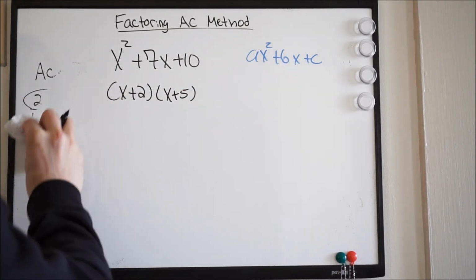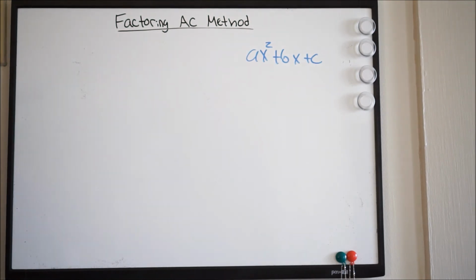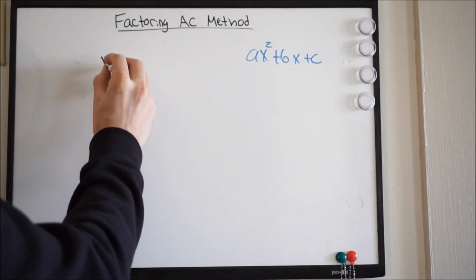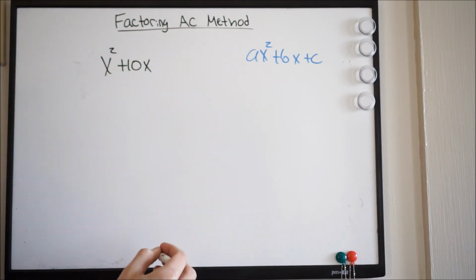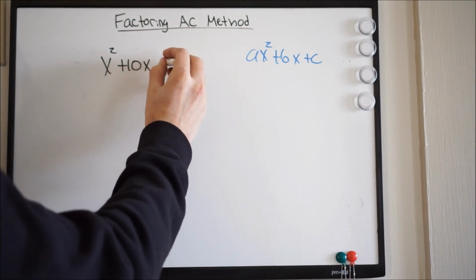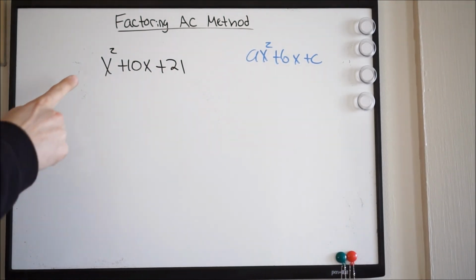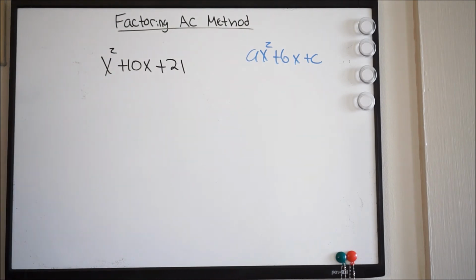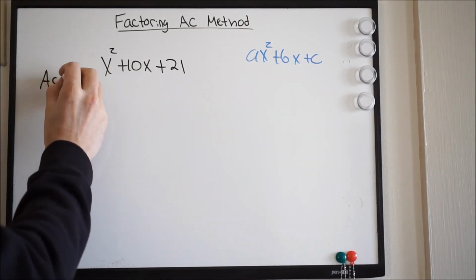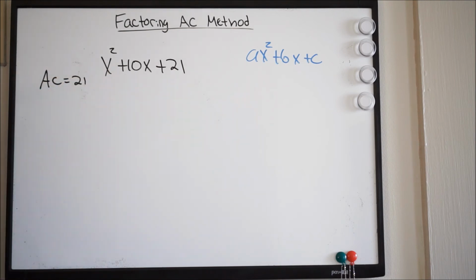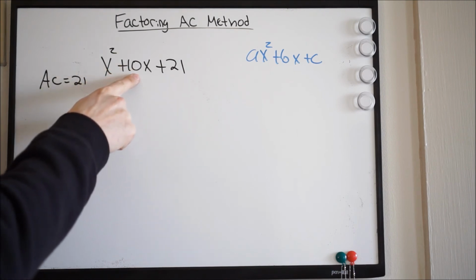All right, so our next problem. We're going to have x squared plus 10x plus 21. Again, using the AC method. If we look at our a value, it's 1. Our c is 21, so a times c here, 1 times 21 is 21. So again, what two numbers when we multiply will be 21, but add up to 10.